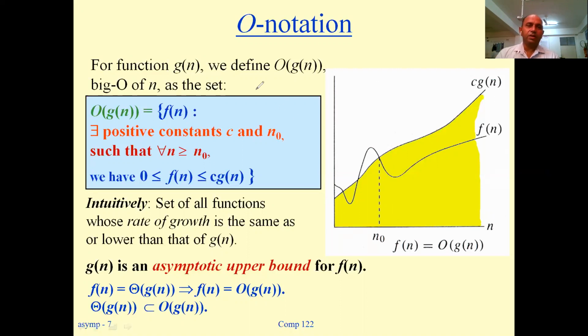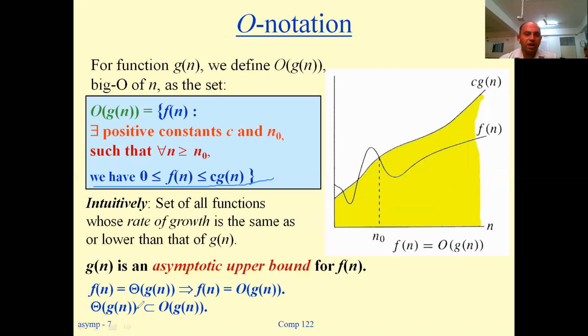Then we define a family of functions, order of g(n), that is equal to f(n), such that there exist a positive constant c and n naught, such that for all n greater than or equal to n naught, we have the relation 0 is less than or equal to f(n), which is less than or equal to c·g(n). This relation we can prove.